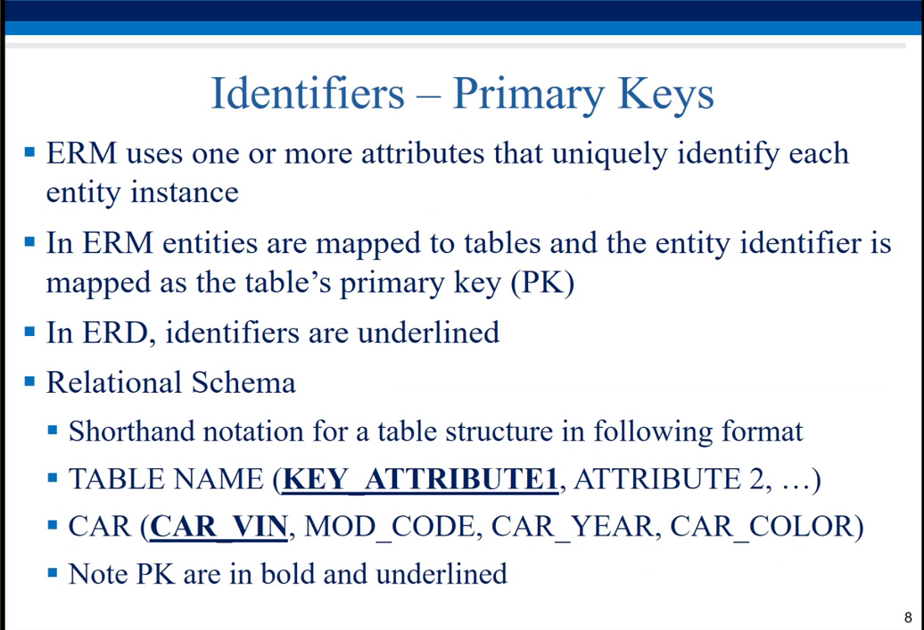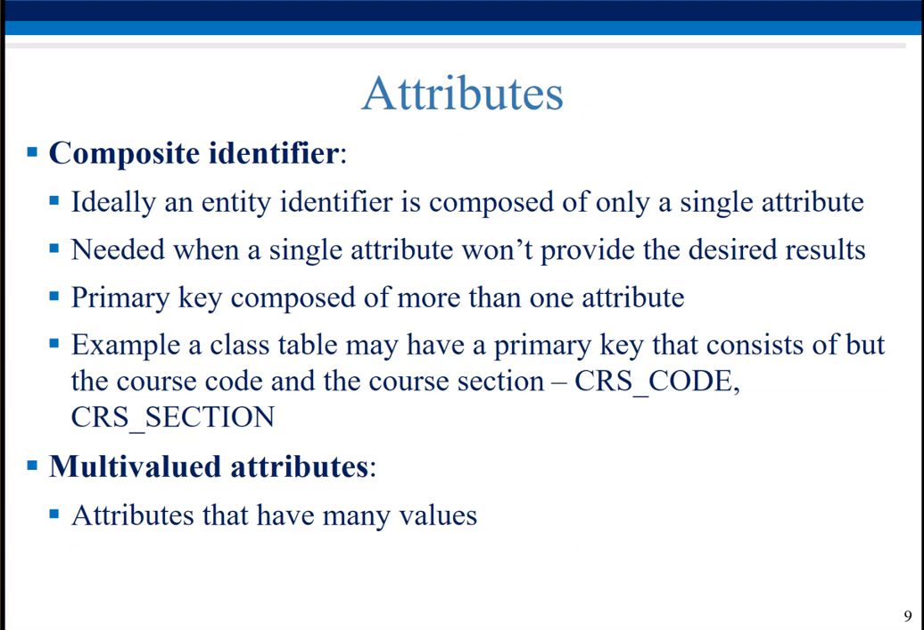And here's a new term, relational schema. Basically, it's just shorthand. So you have a table name, a key attribute. Notice the key attribute is bold and underlined, and then the rest of the attributes. And then for car, you have the car VIN. And again, notice that the PK is bold and underlined. If you haven't figured it out, PK stands for primary key.